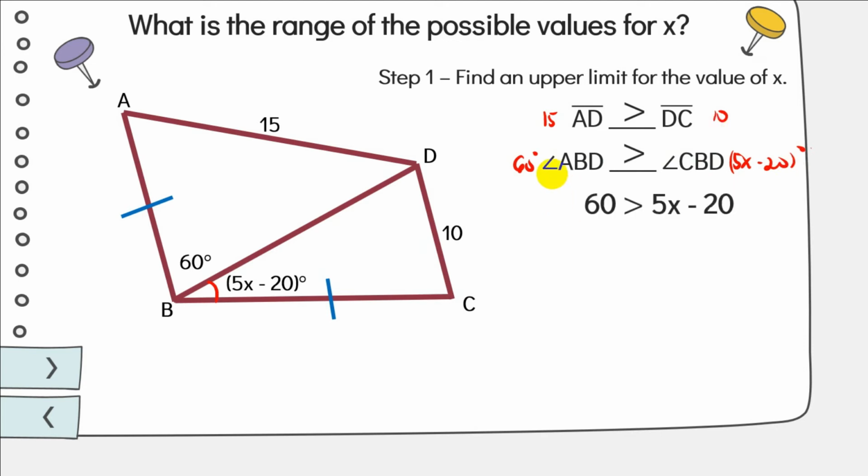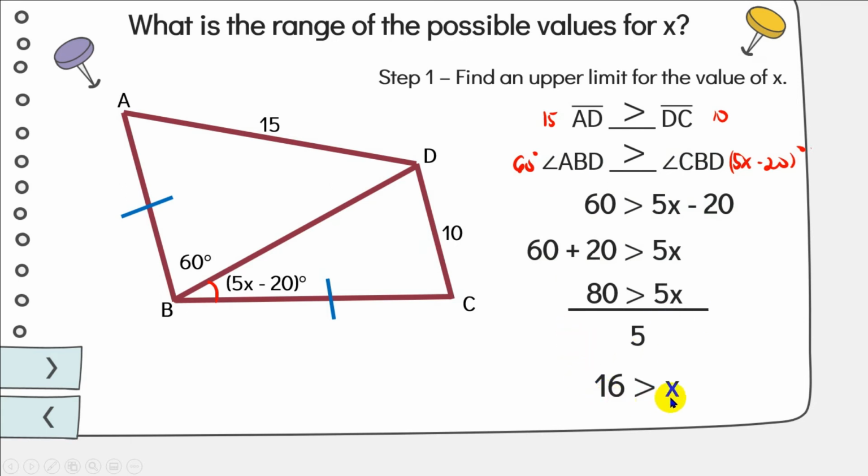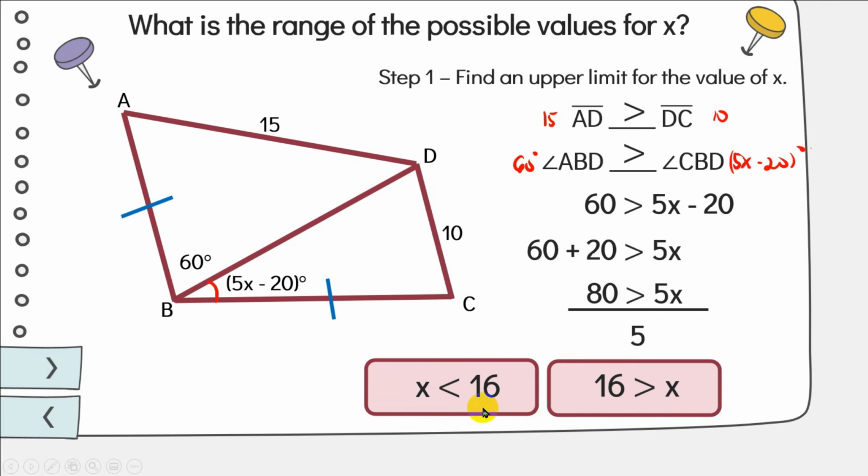Then, solve it algebraically. We need the additive inverse, or we're going to apply the APE, additive inverse of negative 20, that's positive 20. So, 60 plus 20 is 80. Then, divide both sides by 5. We're going to have 16 is greater than x. So, this will be the upper limit. So, in other words, x is less than 16. Okay? Hanggang 15 lang daw, hindi kasama yung 16.